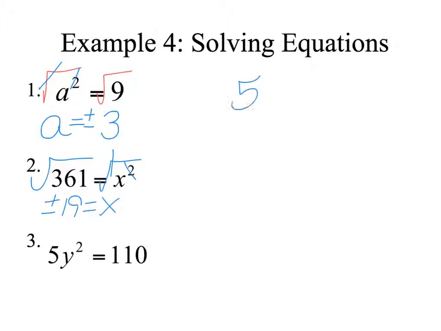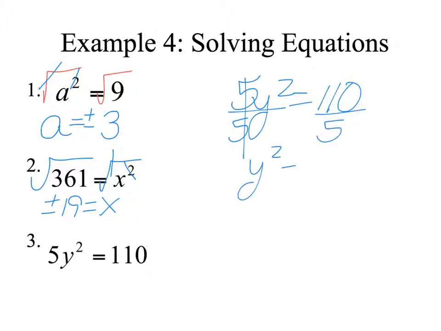3. 5y squared equals 110. Have to get rid of the 5 first. 5 is being multiplied. To get rid of it, I'm going to divide each side by 5. And I get y squared equaling 22. Square root each side. Round to the nearest tenths place.